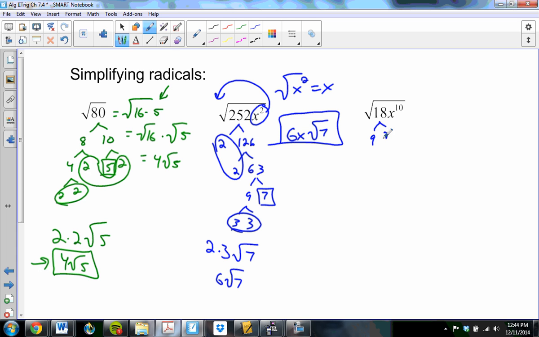18 is 9 and 2. 9 has 2 3s. So it's going to be 3 root 2. And then x to the 10th is really x squared 5 times.